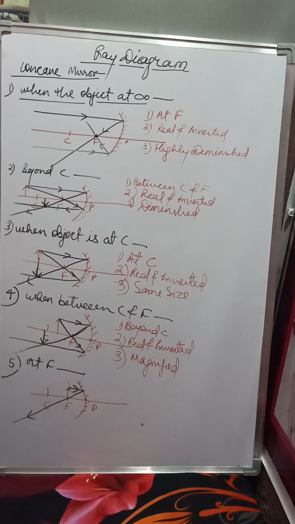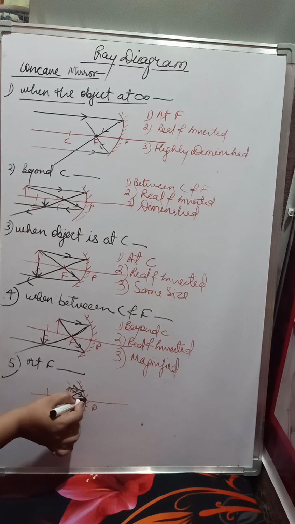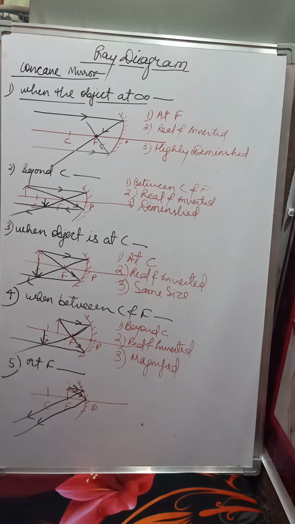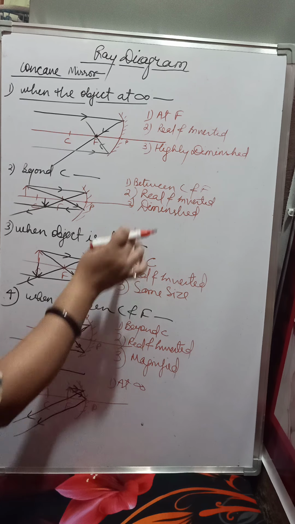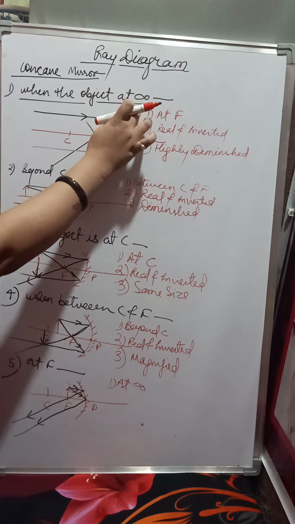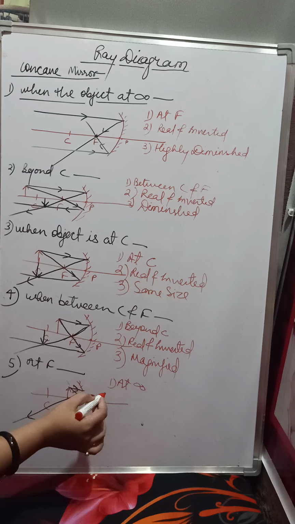The second light ray is incident at the pole. As I explained yesterday, it will make the same angle with the principal axis. Then we can say that these two reflected rays are parallel with each other. It means that they are not intersecting each other. It means that the image is formed at infinity. When the object is at F, at infinity, then the image is at F. When the object is at F, then the image is at infinity.